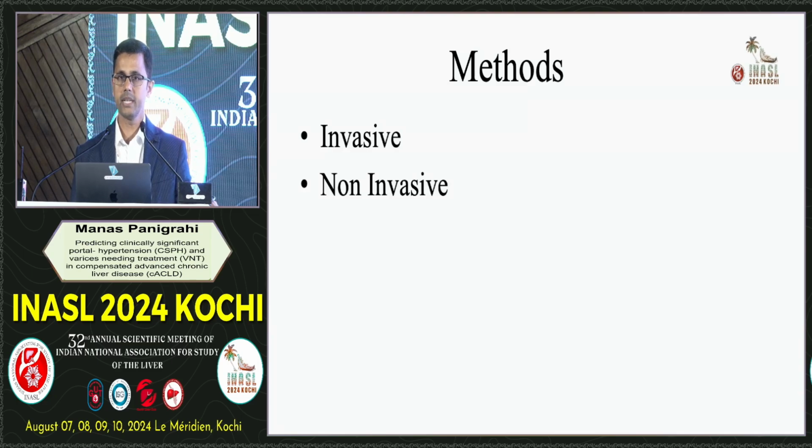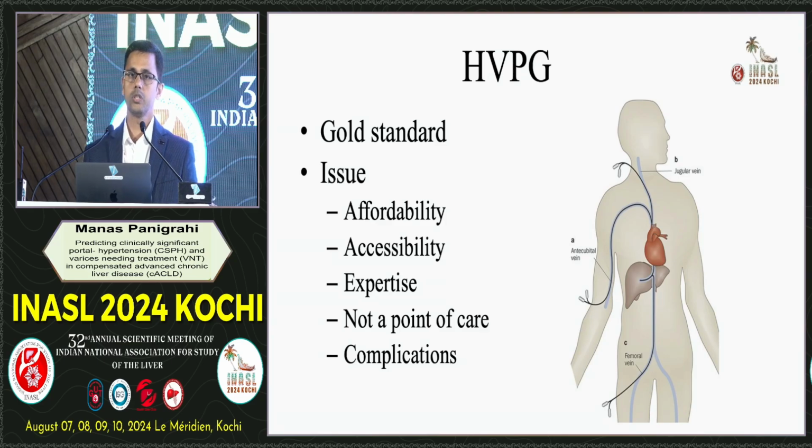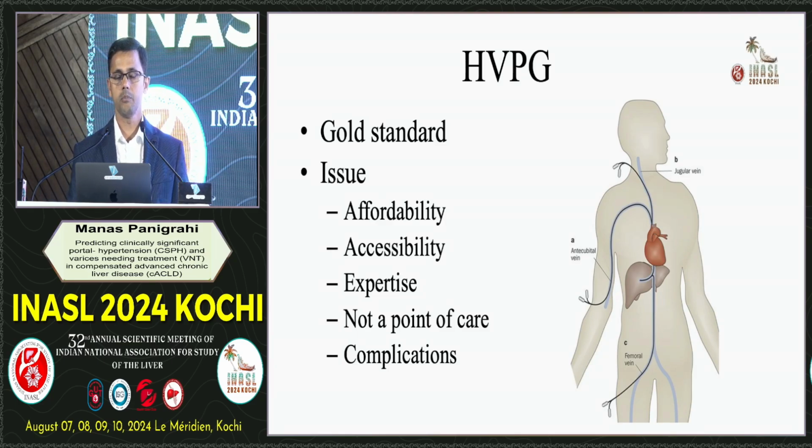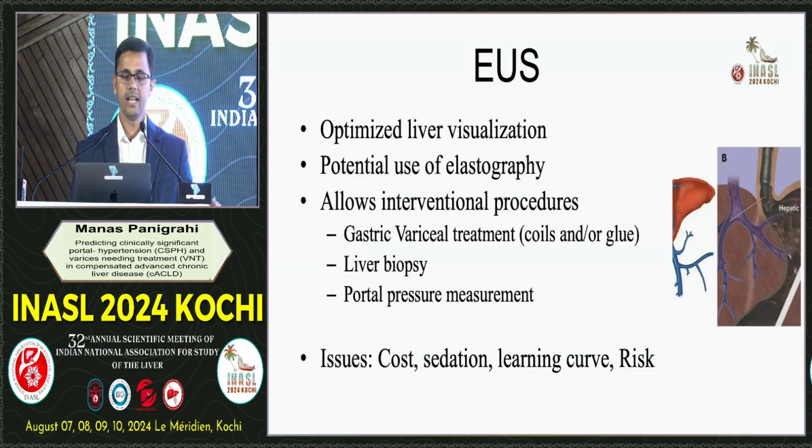So what are the methods to know this CSPH? There are a few invasive methods and a few non-invasive methods. HVPG is considered the gold standard or reference standard, but there are some issues with HVPG, like affordability, cost is an issue, accessibility. There are very few centers in India who can do HVPG on a regular basis, expertise is required, it is not a point of care test, and minimal risks of complications are there.